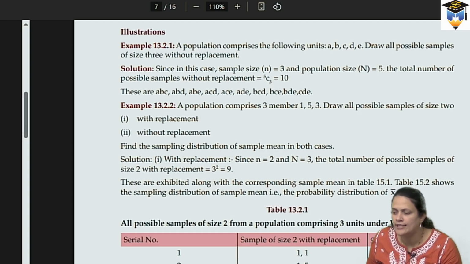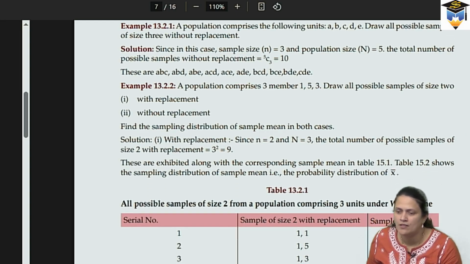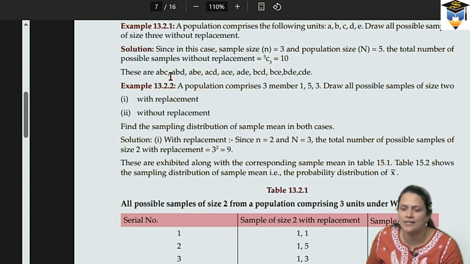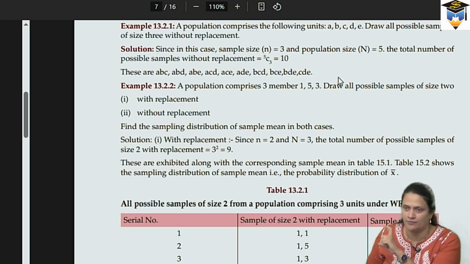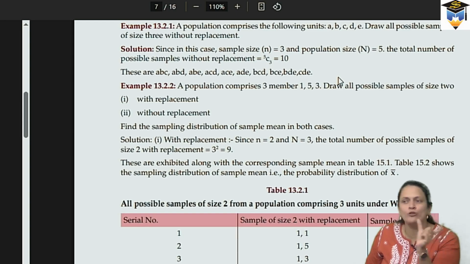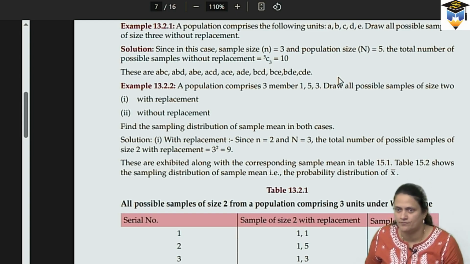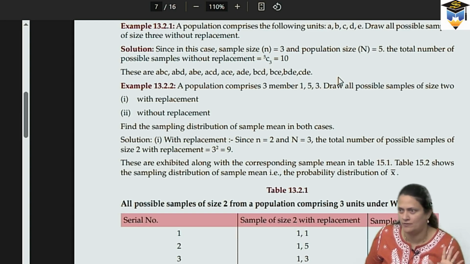Now consider the next example. So basically the possible ways in which you can find out without replacement are ABC, ABD, ABE, ACD, ACE, ADE, BCD. So each and everything is different. There is no repetition. So this is without replacement. We are not going to replace anything. Understood the meaning of with replacement and without replacement?